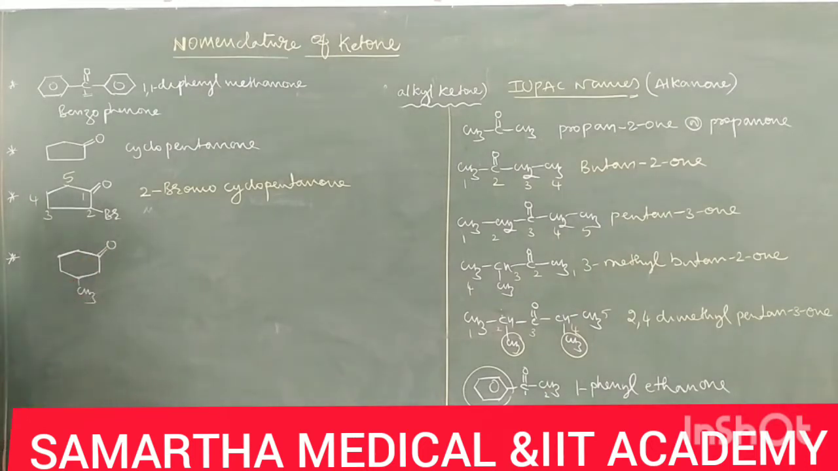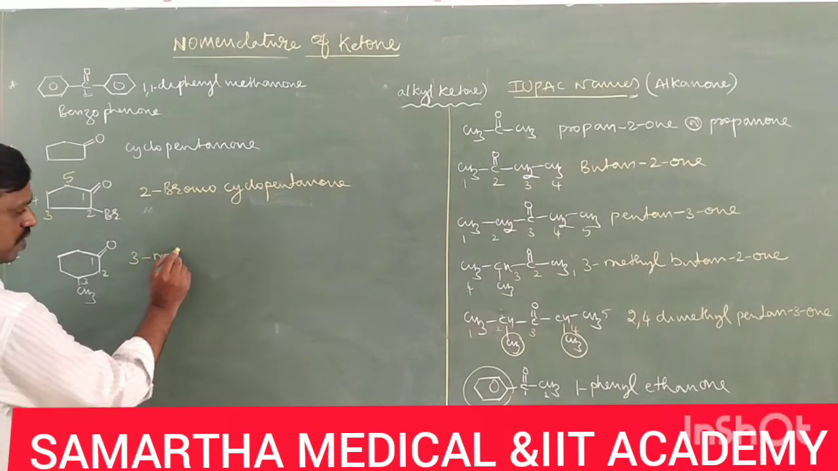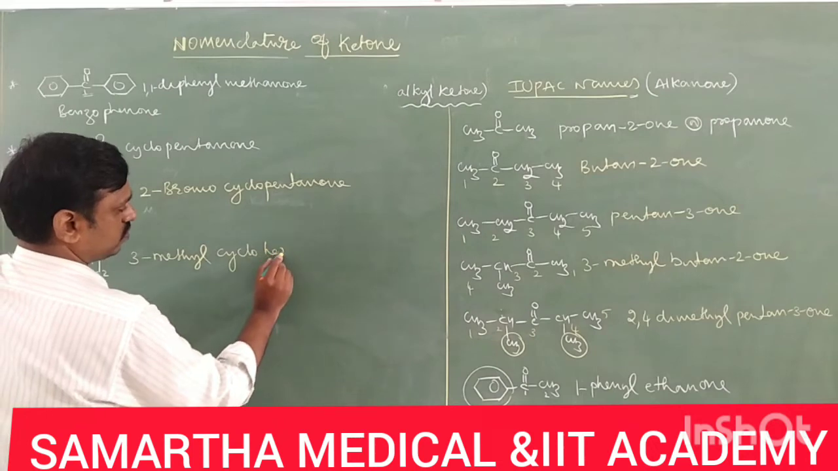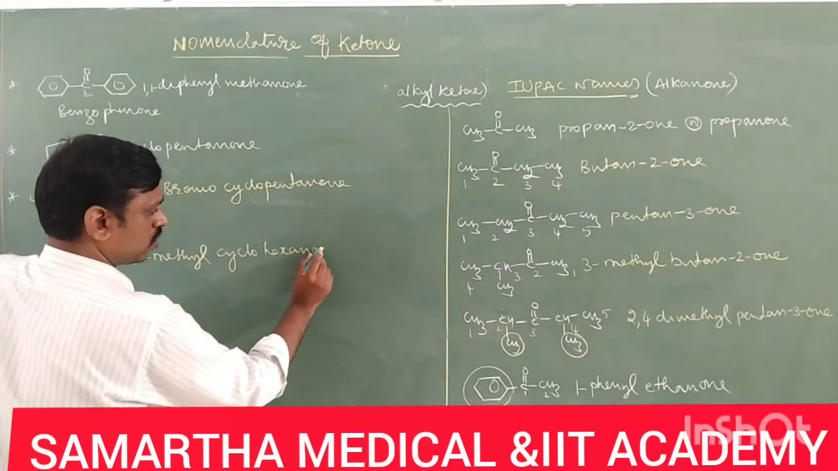Next, if there is a cyclohexane ring which has C double bond O, and this is a methyl group, give the first number to the keto group. There are two possibilities, 2, 3 or 2, 3, 4, 5. That means give the first number to the keto group, and you need to see that this methyl group also gets the least possible number. This is 2, it is 3 only. So therefore, on the third carbon a methyl group is there, therefore 3-methyl cyclohexanone.